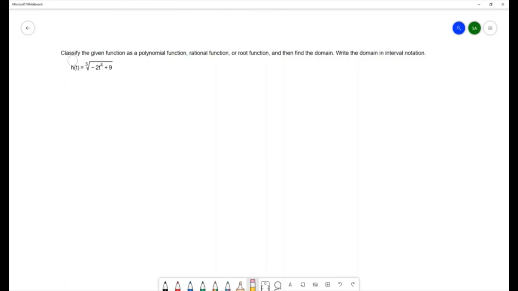This question says, classify the given function as a polynomial function, rational function, or root function, and then find its domain. Write the domain in interval notation. So for this function, we have h of t equals the cube root of negative 2t to the fourth plus 9. And we would categorize this as a root function because it has a variable underneath the radical.